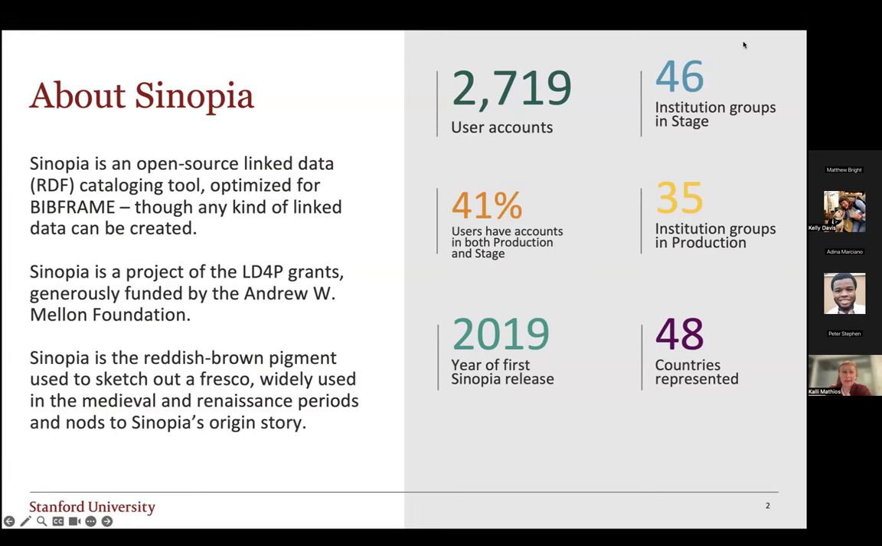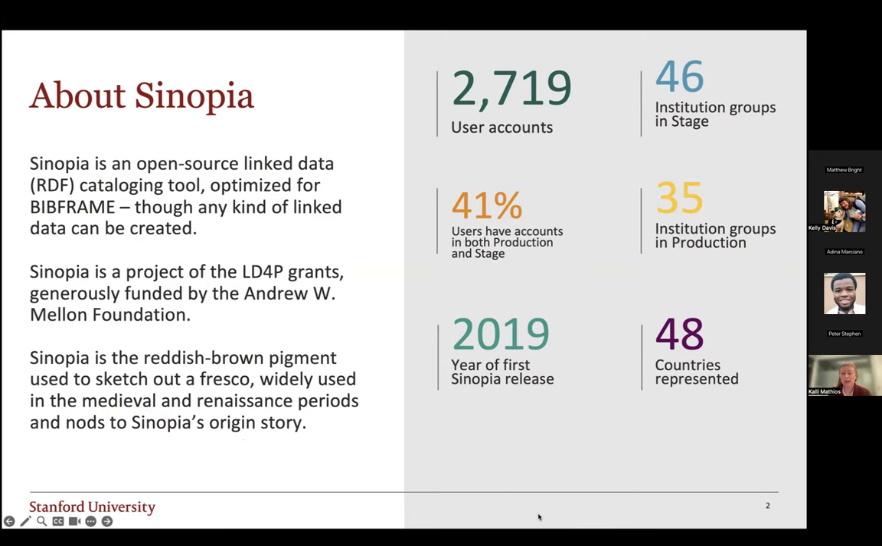So Sinopia is an open source linked data cataloging tool. It is optimized for BibFrame, though you can create any kind of linked data. Sinopia was a project of the LD4P grants, which was generously funded by the Andrew W. Mellon Foundation. And Sinopia, the name, comes from a reddish-brown pigment that is used to sketch out a fresco, widely used in the medieval and Renaissance periods, and nods to Sinopia's origin story as an idea or a first pass at what a linked data cataloging editor could look like.